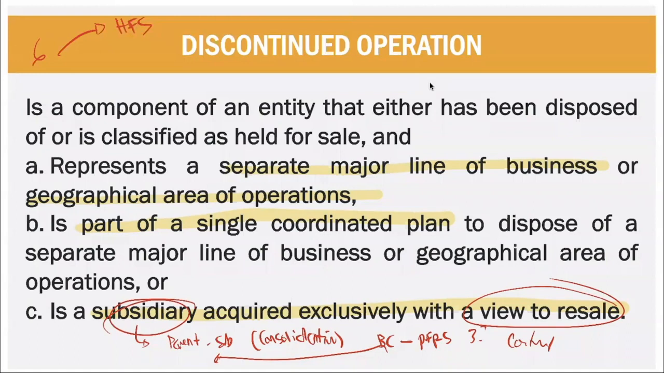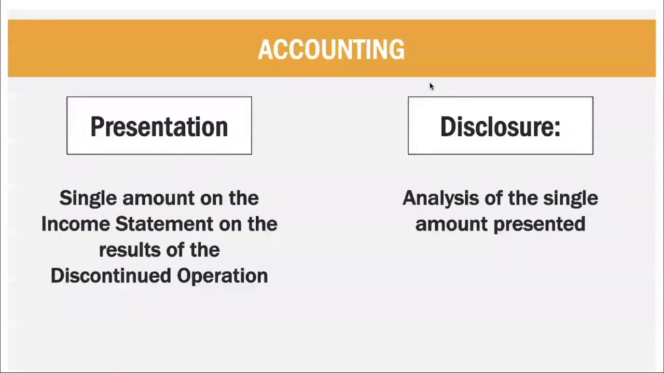Okay, here, just imagine that you have a separate business that is a group, then you will sell it. That disposal group, we call it a disposal group. And then the operations on that particular item are called discontinued operation. So how do we account for that? So the presentation in your, what do we call this one, in your income statement will be a single amount only.